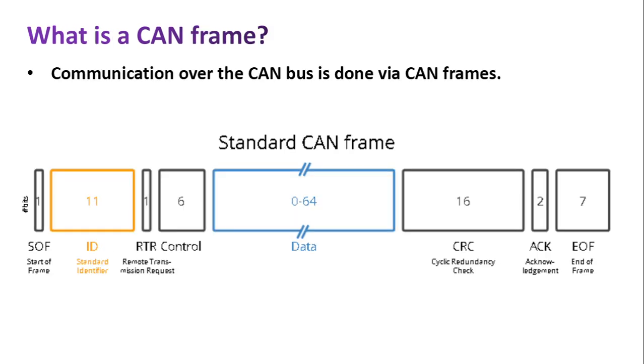Now next, what is a CAN frame? Okay, you have heard this word frame in our conversation. Communication over the CAN bus is done via CAN frames, right? It means the signals are passed using programming codes. Embedded languages are used for programming these signals.